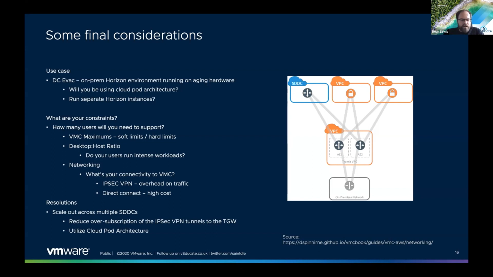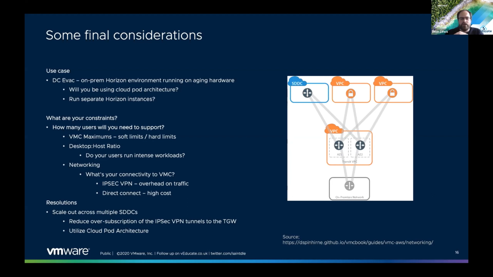And then finally, your networking connectivity. So what's your connectivity going to be to VMC? It could be as easy as an endpoint connection over a public IP address to an FQDN. Maybe you need to set up VPN connectivity to your on-prem environment so that users can either access the desktops or just access their files.